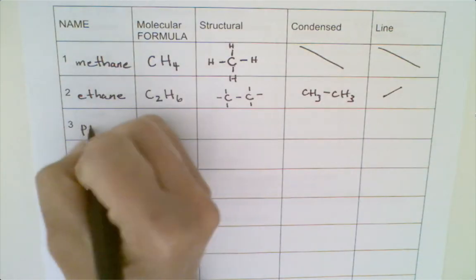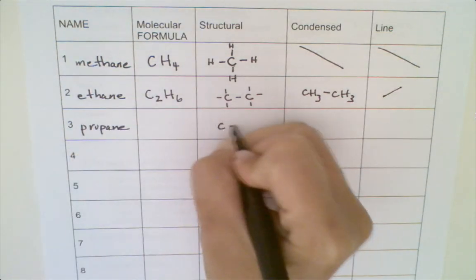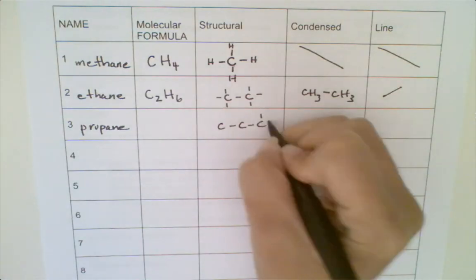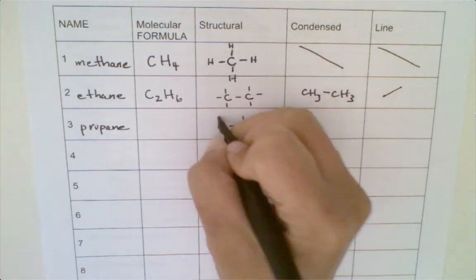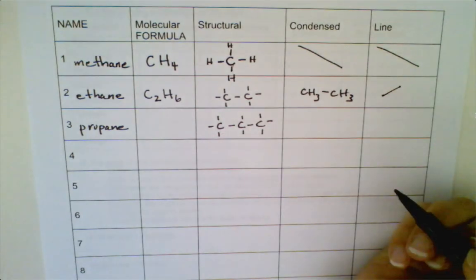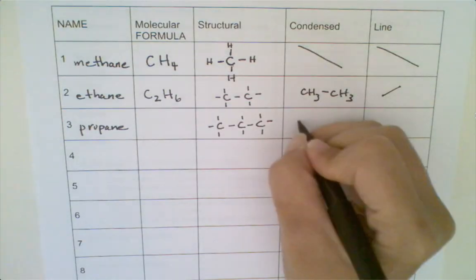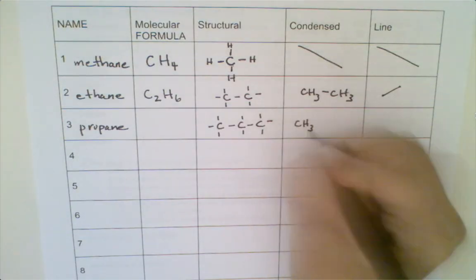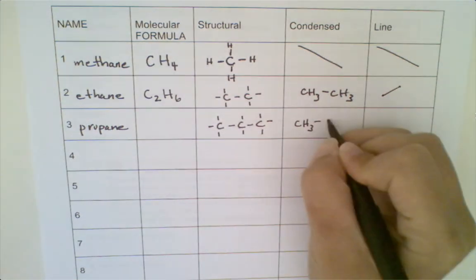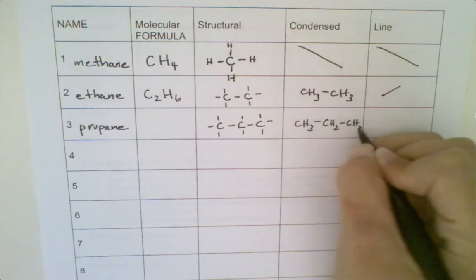So propane. Prop means 3. So 3 carbons, 1, 2, 3, you link them all linearly. And then what I do is I go in and I fill the required number of hydrogens so that each carbon has 4 links in total. Notice that the central carbon here only needs 2 hydrogens. So when I go to do the condensed version, I take a look, oh, this carbon here has 3. It's bonded to a carbon that only has 2, which is then bonded to a carbon that has 3 hydrogens.